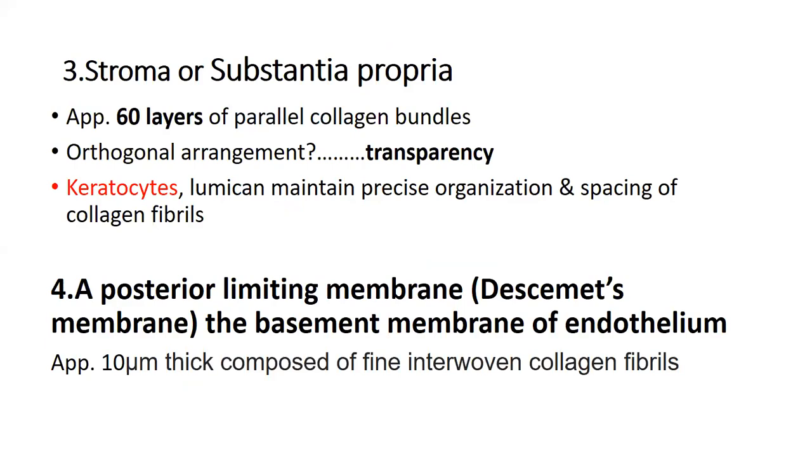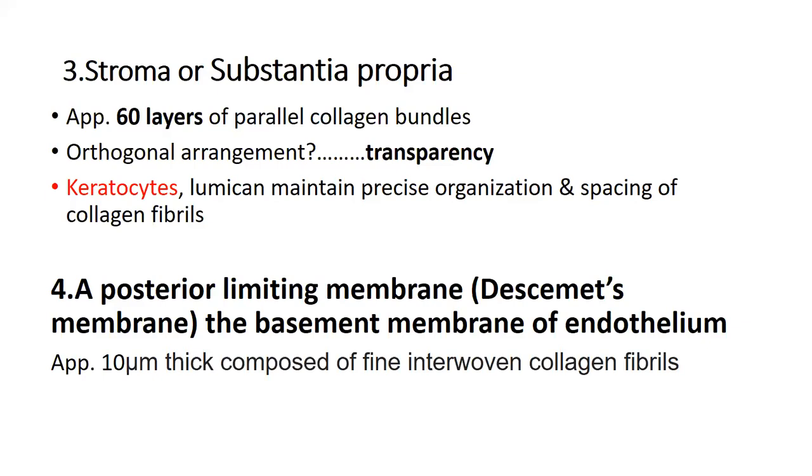It makes up 90% of the cornea, and it is made up of approximately 60 layers of parallel running collagen bundles. These collagen fibers are arranged orthogonally. So what is orthogonal arrangement? Orthogonal arrangement is basically that fibers of collagen type 1 are present in the substantia propria. These fibers in adjacent layers, as I told you there are 60 layers, are not parallel, but are at right angles to each other.